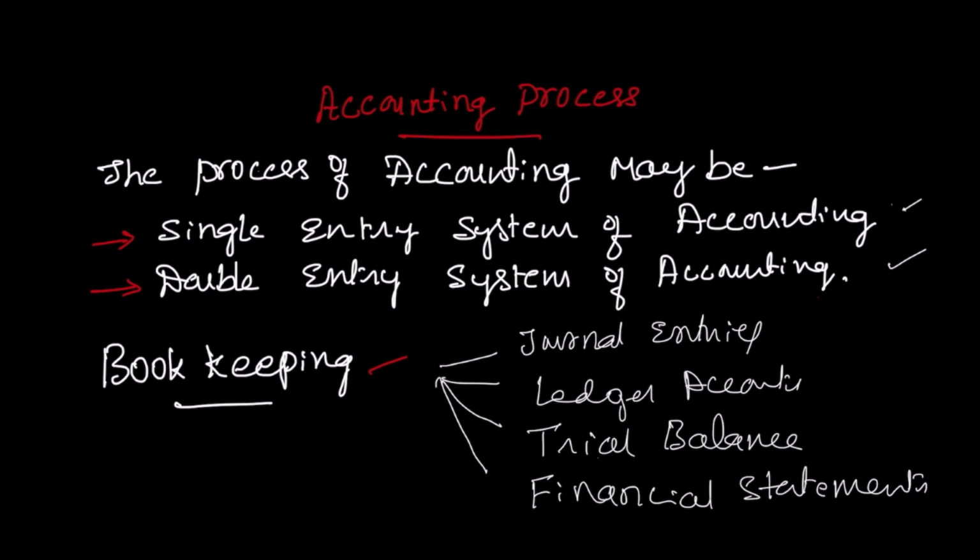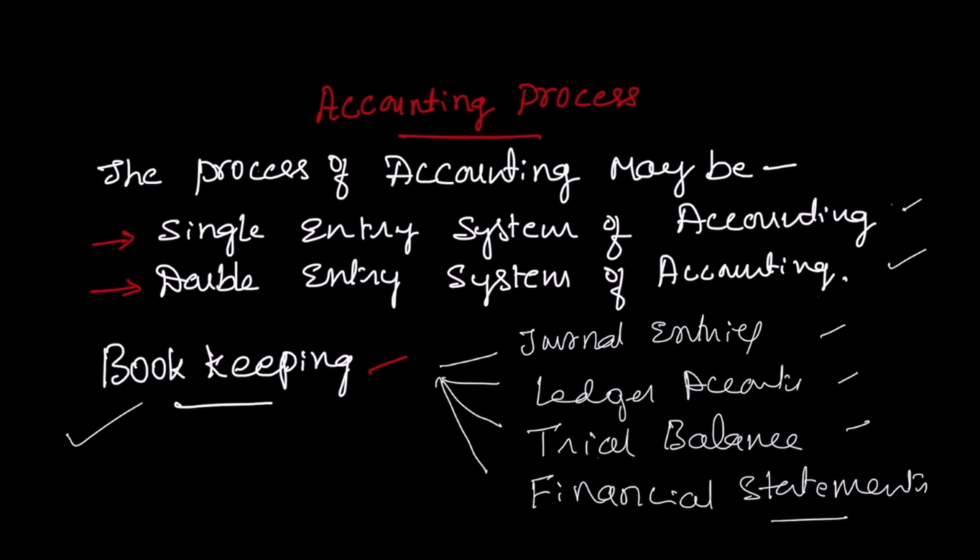Today we are going to understand the accounting process. Accounting process is nothing but recording the financial transactions in the books of accounts. The books of accounts is a set of books where we find journal entries, ledger accounts, trial balance and other financial statements. Together it is called bookkeeping. Bookkeeping is nothing but recording the transactions in various formats of accounts.